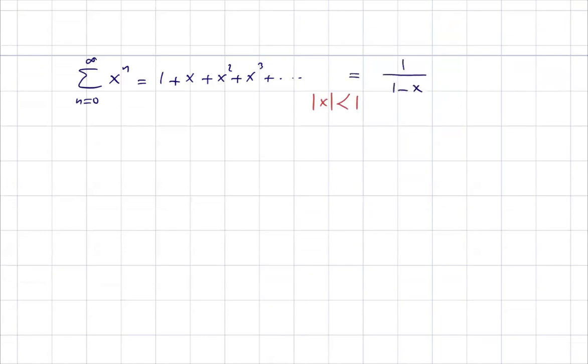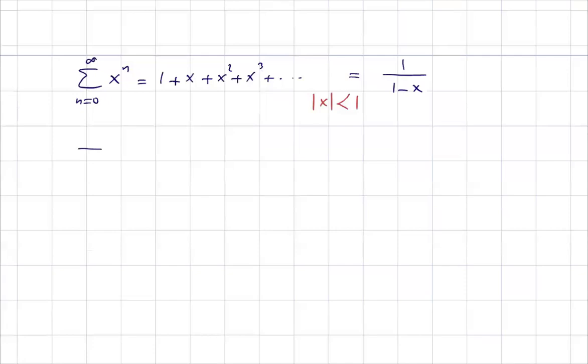So far we saw that the summation of x to the n, starting from 0 to infinity, which is 1 plus x squared, x to the third, and so on, forms a geometric series. As long as the absolute value of x is less than 1, it is convergent to the function 1 divided by 1 minus x.